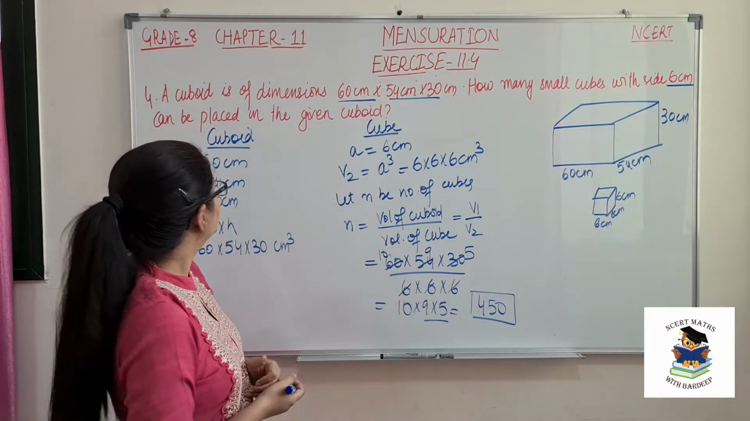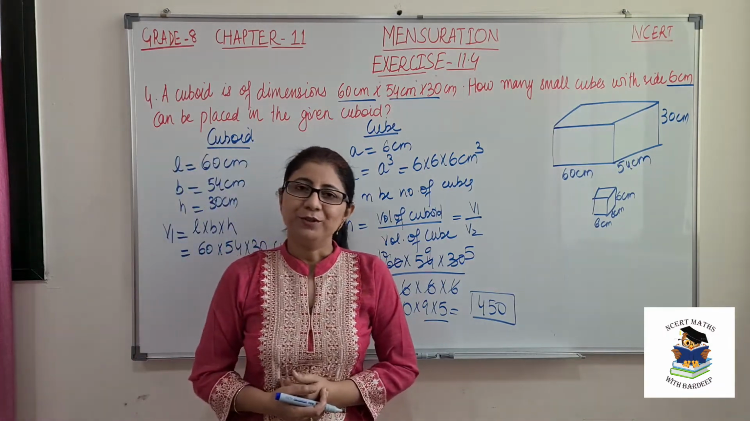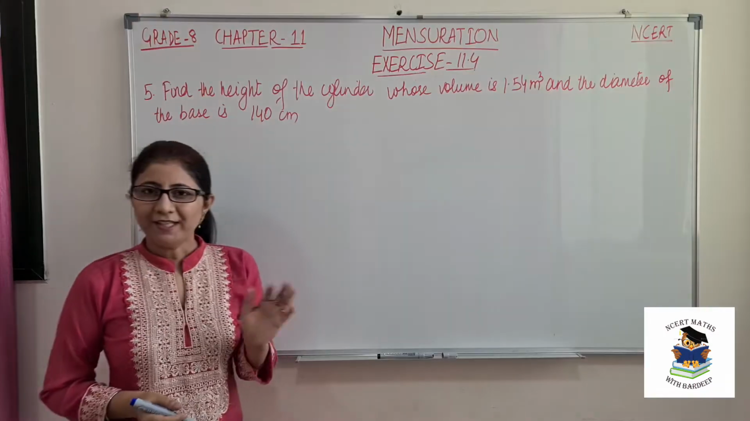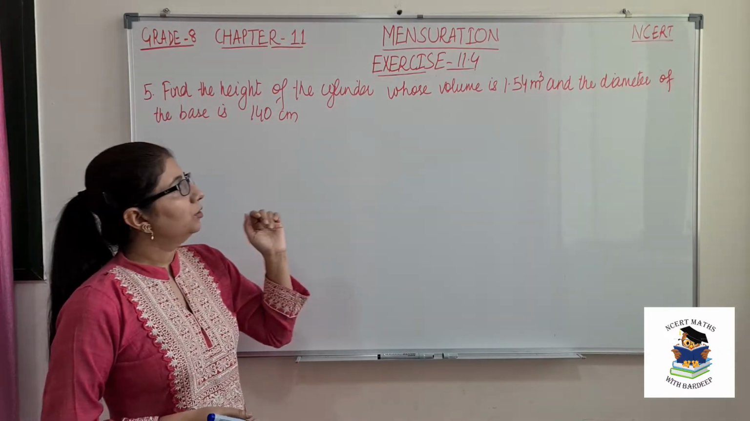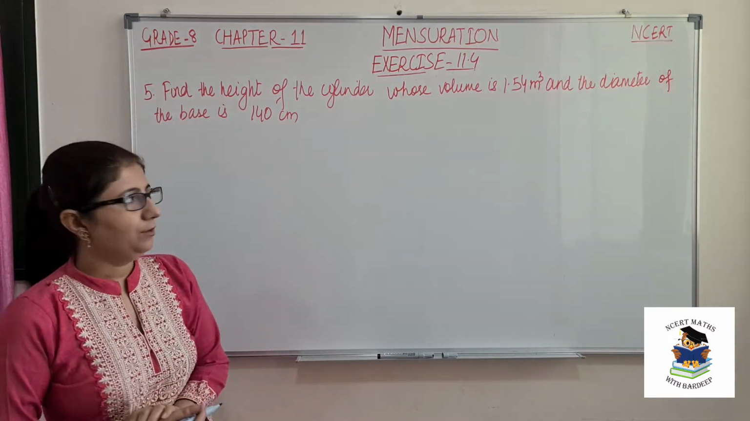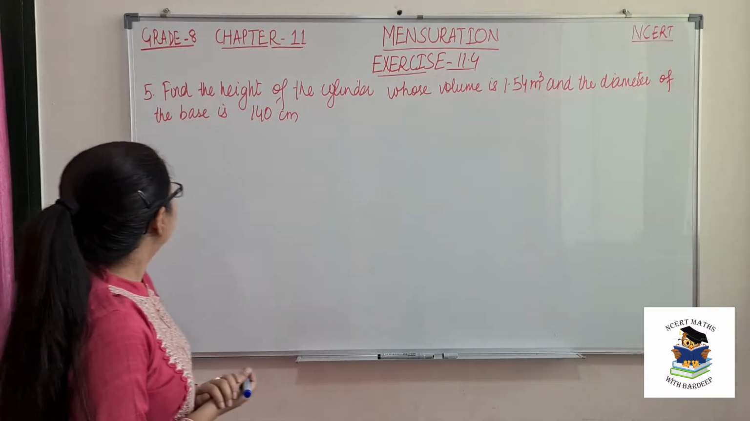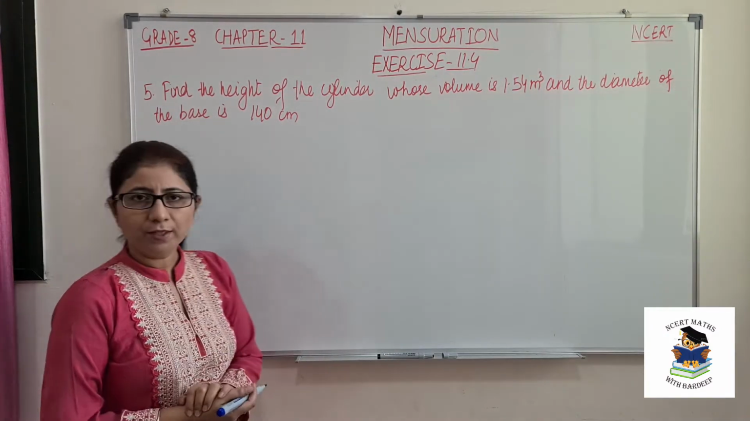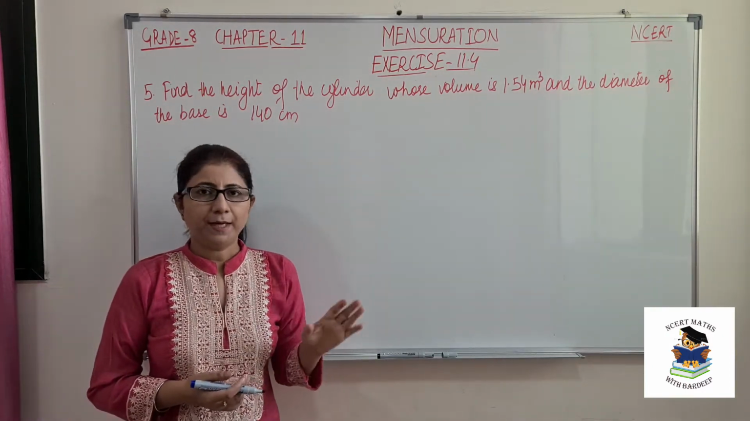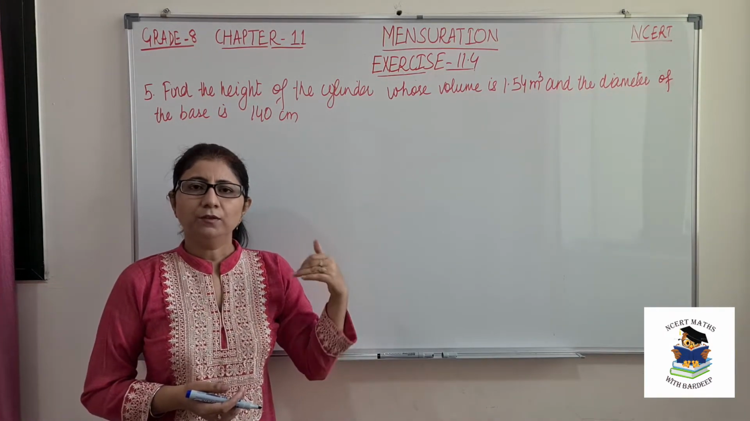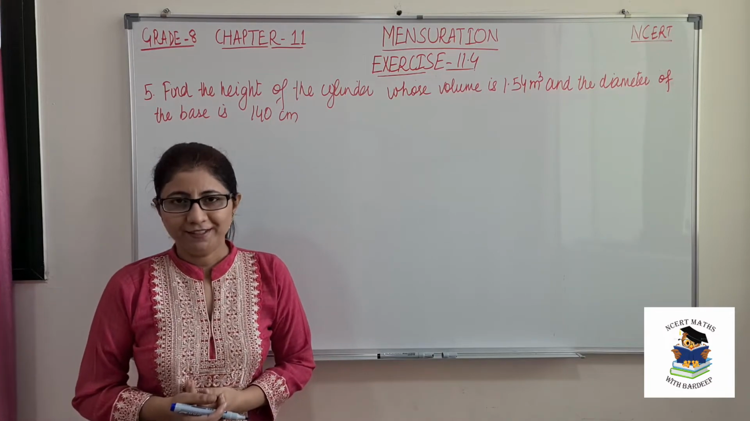So this is our question number 4. Now let's move on to the fifth question. So let's see our fifth question. Find the height of the cylinder whose volume is 1.54 meter cube and the diameter of the base is 140 centimeter. So means what is the volume of cylinder? Pi r square h, and we know the value of r. We have to find h.